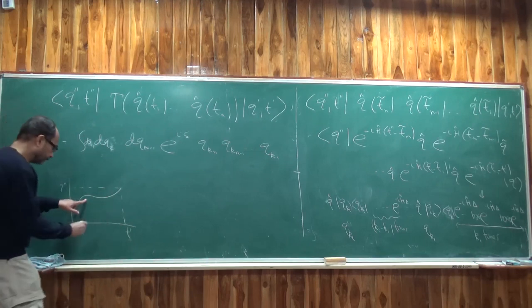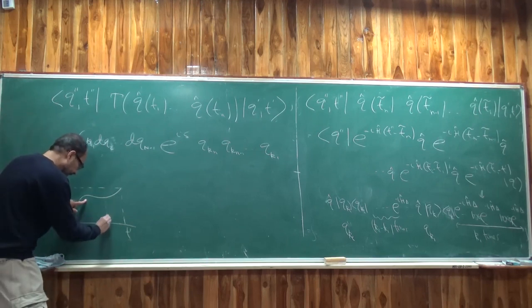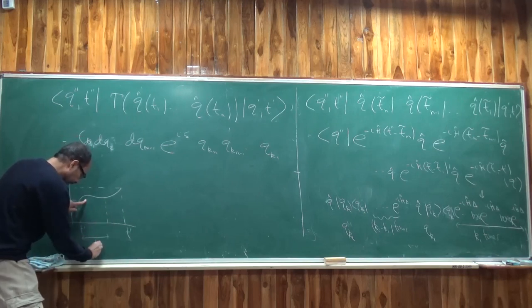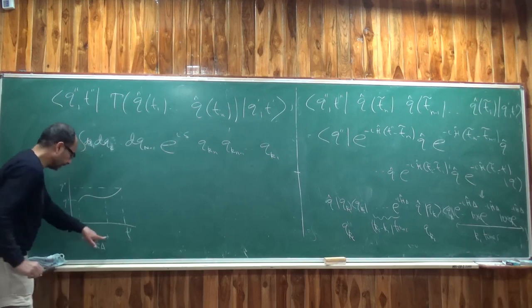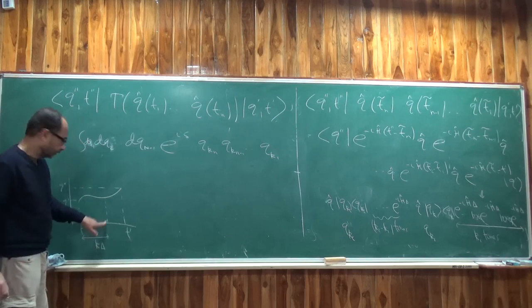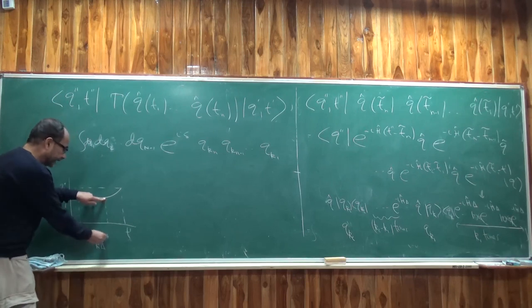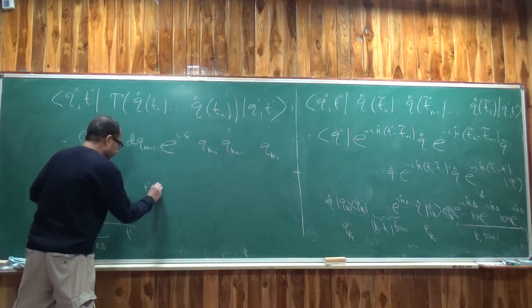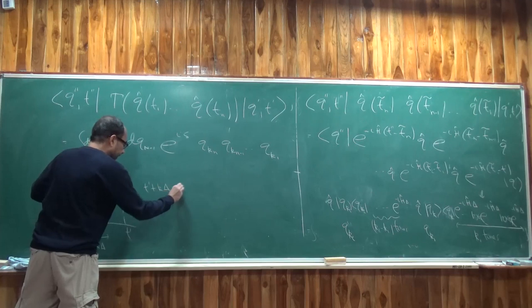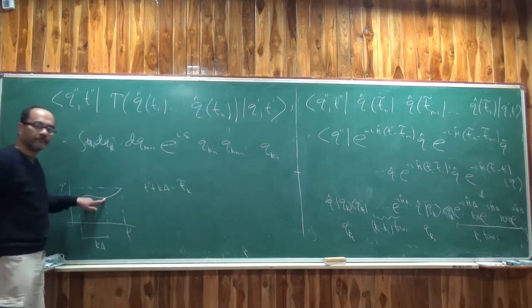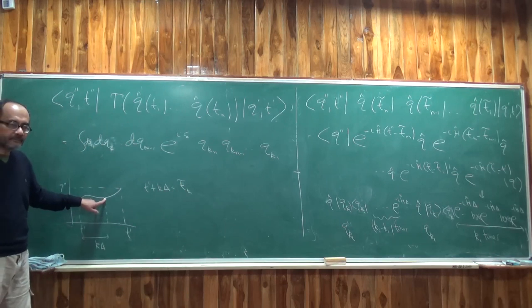What is qk? Qk means that you have gone k delta from t prime, and the value of q that you get here is qk. But t prime plus k delta is our t tilde again.